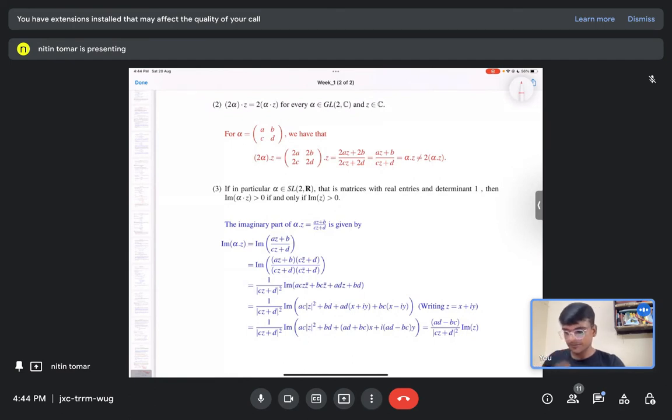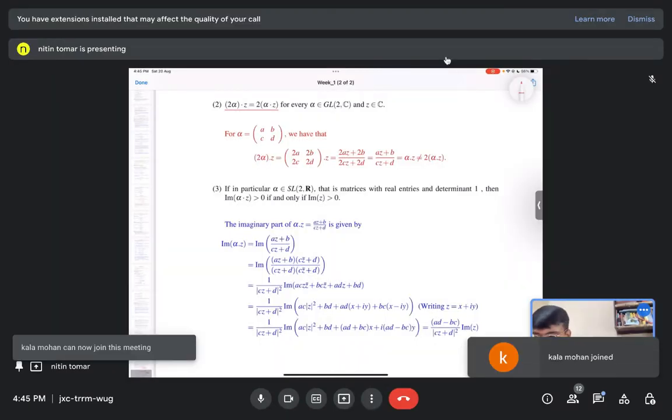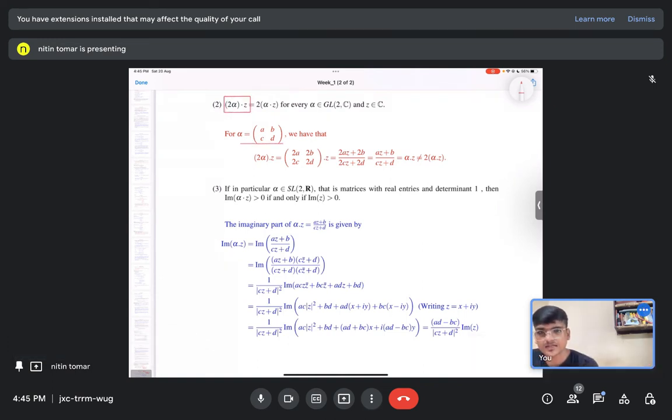Okay. So now the question is, if you multiply by a scalar, does this value come as it is? So let us compute this LHS. What is LHS? 2 alpha dot Z. So if our alpha is A B C D, what will 2 alpha be? 2 alpha will be 2A, 2B, 2C, 2D.